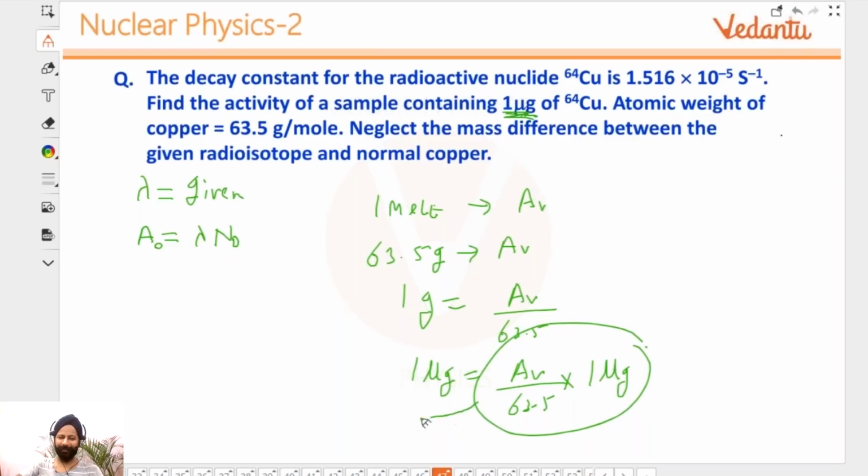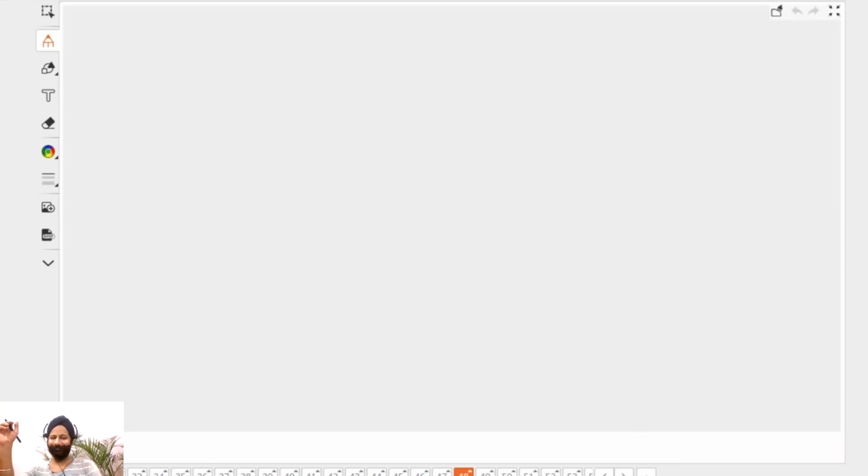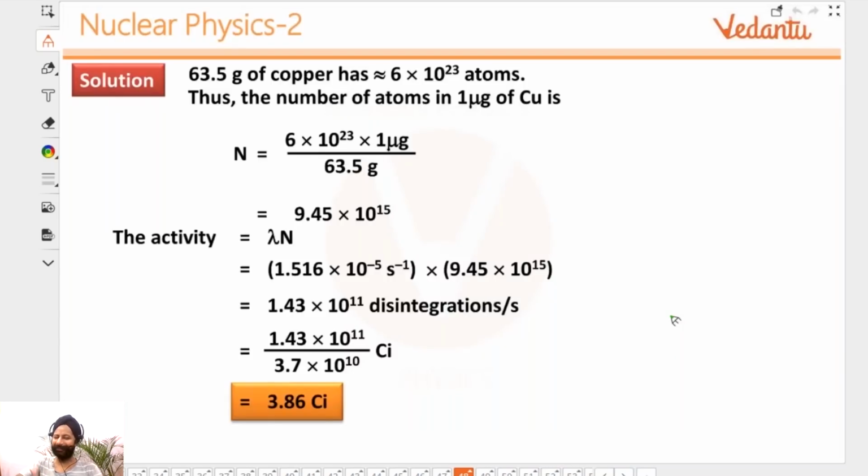And then you go ahead and multiply with lambda. That's all you do. You just use lambda times N naught. I'll show you the calculations here. You can just go through that. Okay, Avogadro's number is there. Avogadro's number divided by whatever is 1 mole and then times whatever is the mass that you have. That is the number of nuclei you start with. And you multiply that by the lambda that is given to you. It has to be given to you, right?